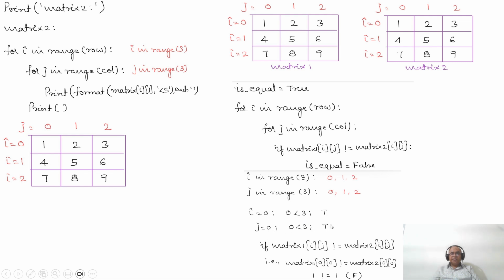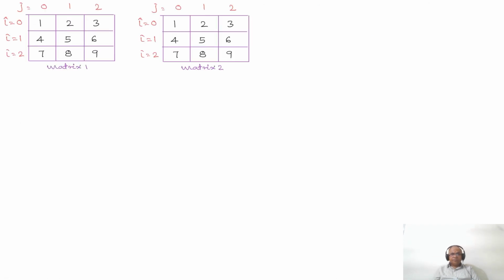So i is equal to 0, 0 is less than 3, condition is true, j is equal to 0, 0 is less than 3, condition is true. So is matrix 1 of 0, 0 not equal to matrix 2 of 0, 0? What is matrix 1 of 0, 0? It is 1. Is 1 not equal to 1? Here 1 is equal to 1, so the condition becomes false. Is not equal, then it is true. Since it is false, it will take false.